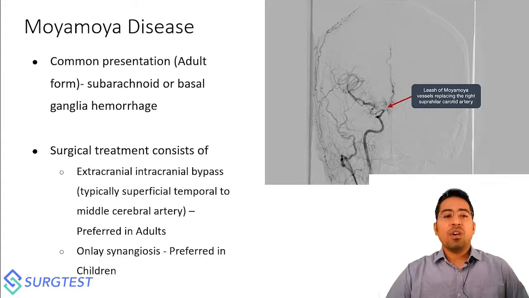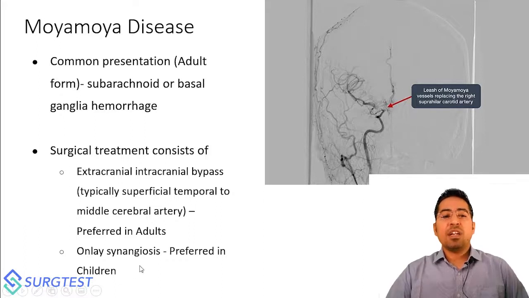Now what is the treatment? Surgical treatment will consist of extracranial-intracranial bypass. Typically you will bypass the superficial temporal artery to the middle cerebral artery. So from the ECA circulation you will bypass to the internal circulation of the brain, so that the blood supply to the brain is maintained, and this kind of management is preferred in adults.